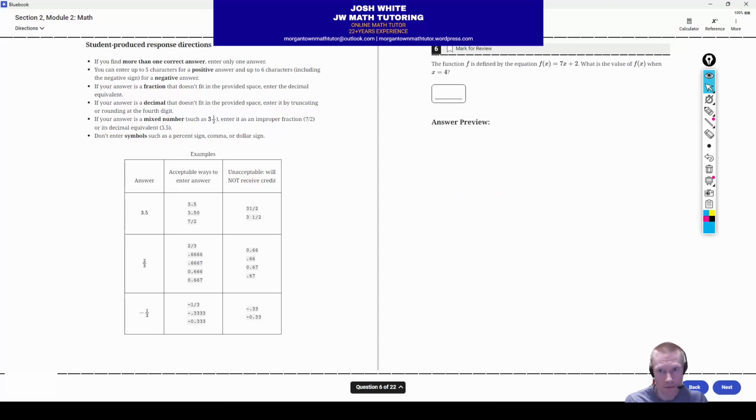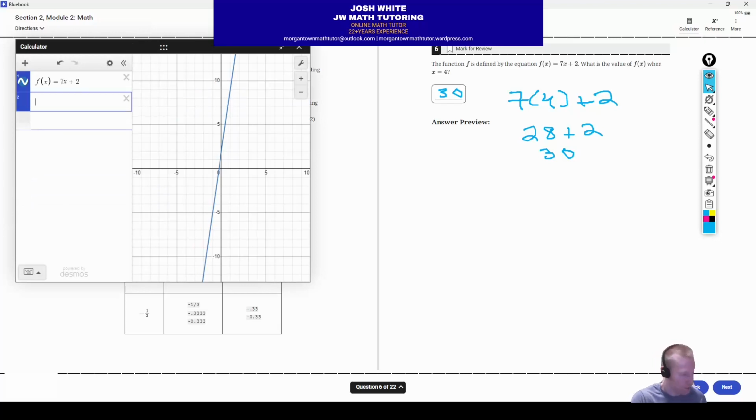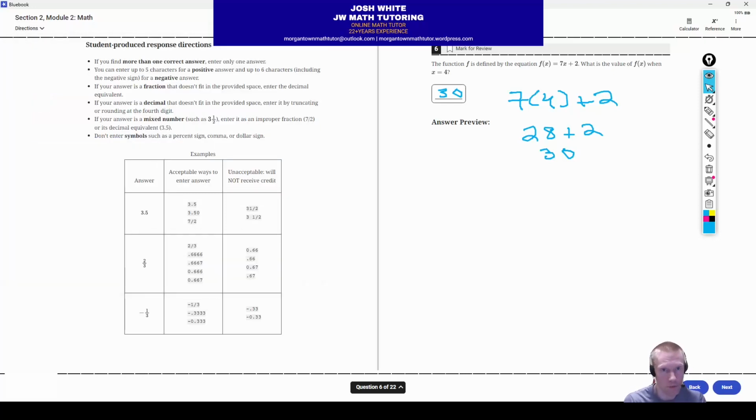Next, for number 6, they give you a function and they just want basically to evaluate that when x is equal to 4. So you can just do 7 times 4 plus 2, 28 plus 2. Answer is going to be 30. However, I will also show you that if you just go to Desmos, you can type in this function. Just a linear equation, really. And then below that, you could just do f of 4, and it'll just give you the 30 right away. So if it's quicker, if you want to make sure you don't make a calculation error, just go to Desmos and do it in there.